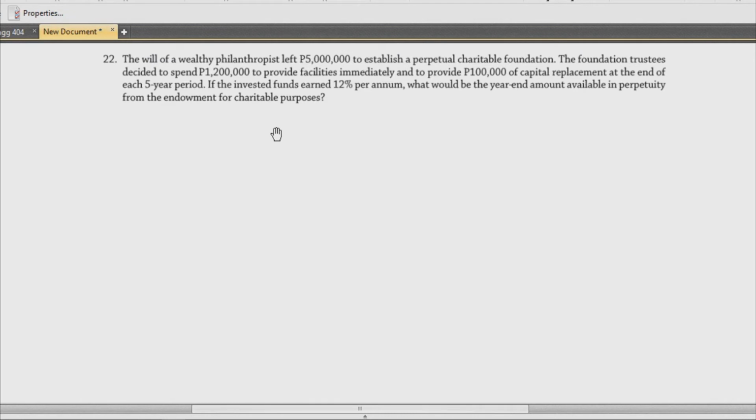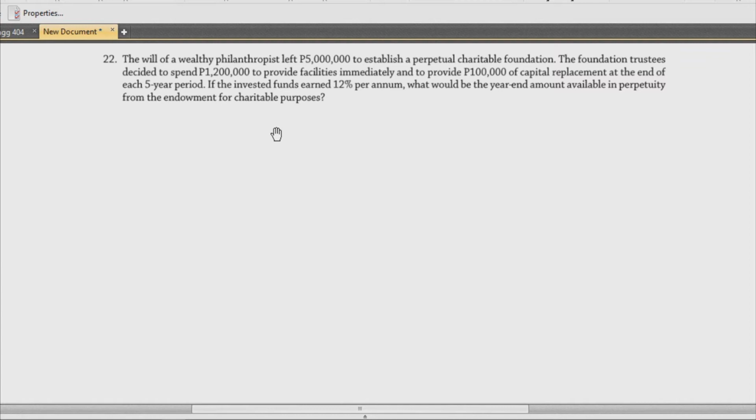Now, let me just read this problem. The will of a wealthy philanthropist left 5 million to establish a perpetual charity foundation. The foundation trust is decided to spend 1.2 million to provide facilities immediately and to provide 100,000 of capital replacement at the end of each 5-year period. If the invested funds earn 12% per annum, what will be the year-end amount available in perpetuity from the endowment for charitable purposes? So, Tagalogin natin para mas maintindihan natin, no?